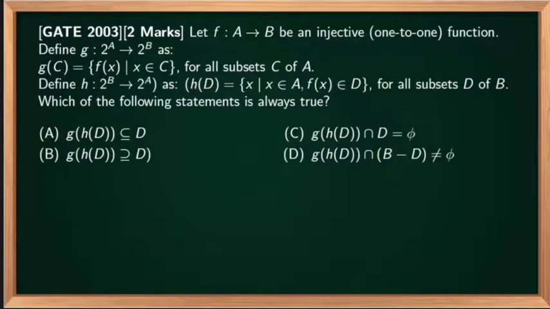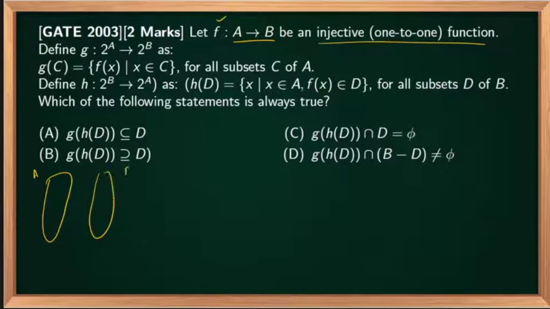Let a function f from set A to B be an injective function. So we have a function from A to B, and it is an injective function. Let me assume here you have 1, 2, 3, and here you have A, B, C, D, and some mapping. Now it's a 1 to 1 function, but it's not onto. It's given that it's only a 1 to 1 function, so 1 to 1 should be guaranteed.